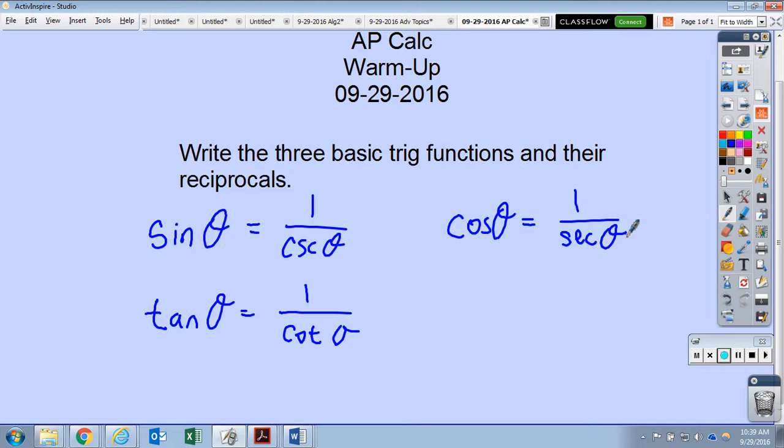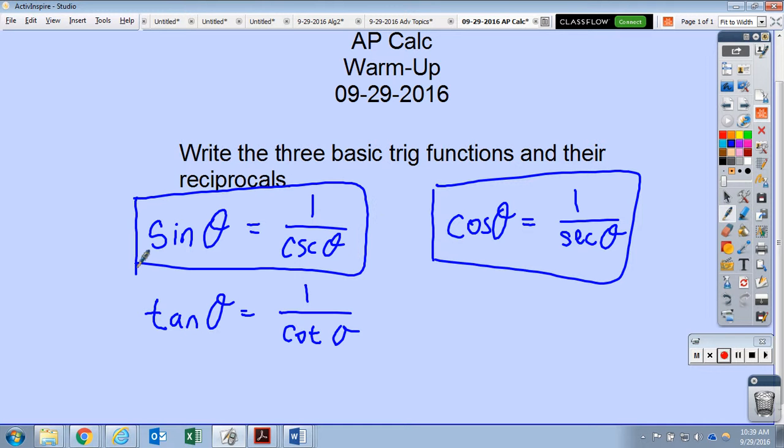All right, so these are the 3 basic trig functions and their reciprocals. So these are completely true. They're good to know, just like it's good to know the Pythagorean identities.